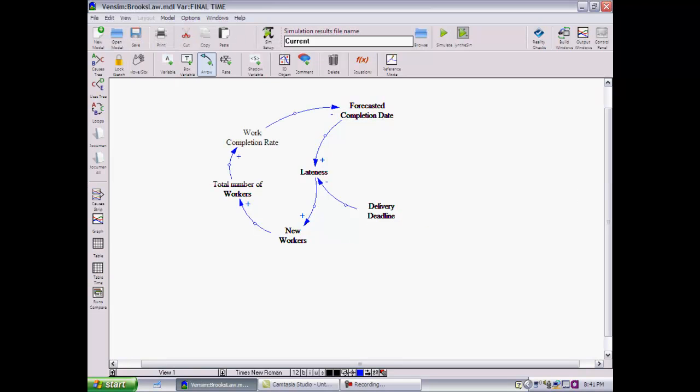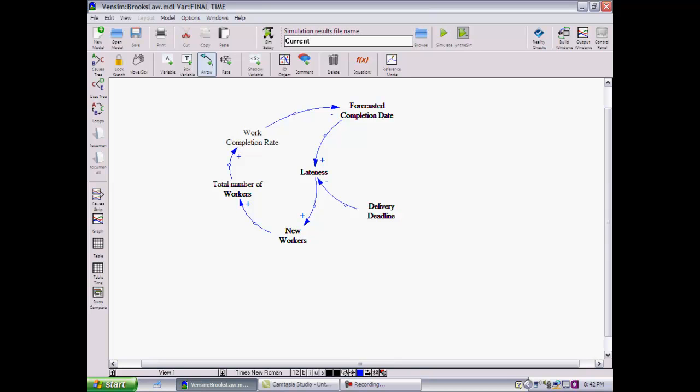Now, as soon as I have this little structure, it occurs to me that what is visible right over here is I have a feedback loop. So I go from forecasted completion date to lateness, or rather, let me start from lateness. I have a negative feedback loop here. Why? I start from lateness, I go to new workers, total number of workers, work completion rate, forecasted completion date, back to lateness. So that's a feedback loop.